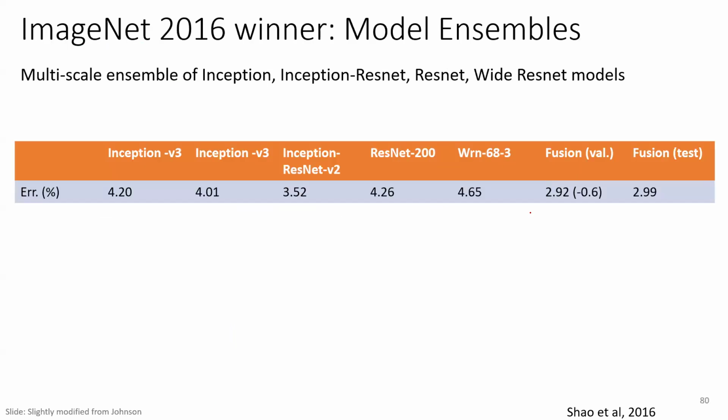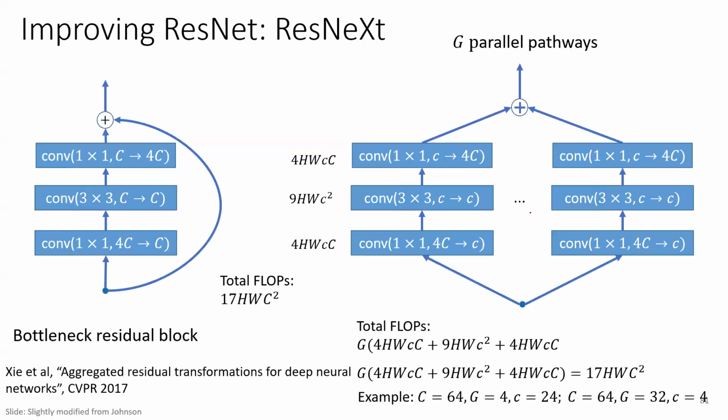Then in 2016, it was a collection of model ensembles. Then in 2017, they came up with the so-called group convolutions. But I'll let you ask any questions you have before going into the group convolutions.